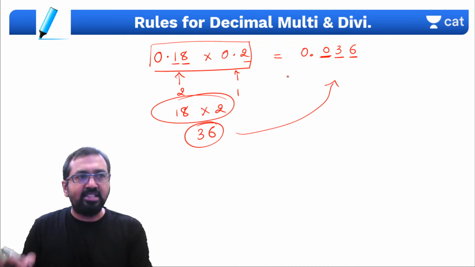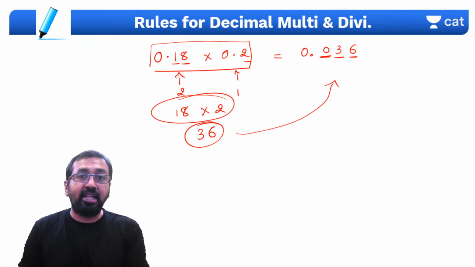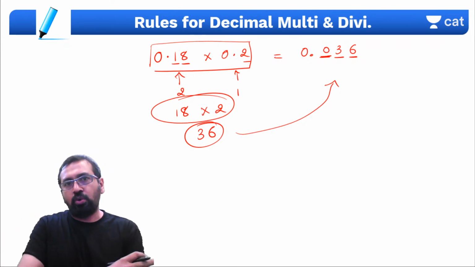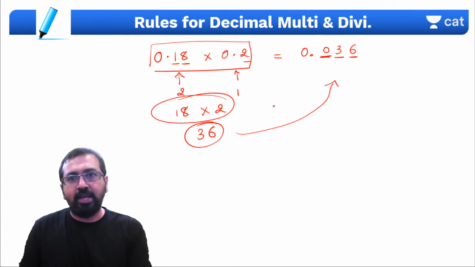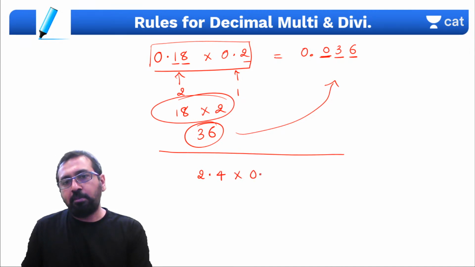Very simple. And this is what we have learned earlier in school. But as I mentioned at the very beginning, our objective is to recap all that we learned during school. That's why I thought to explain even this point. Let me take one more example in case you are still confused. Pay attention here. Suppose I have this number 2.4 into 0.004.